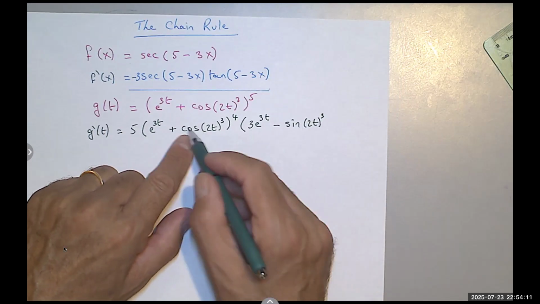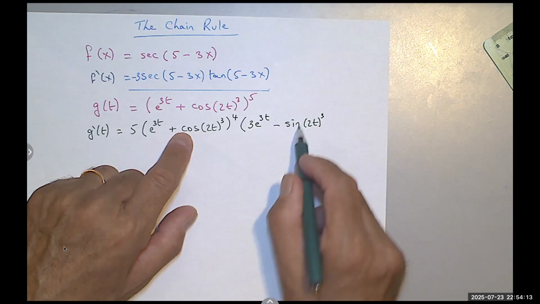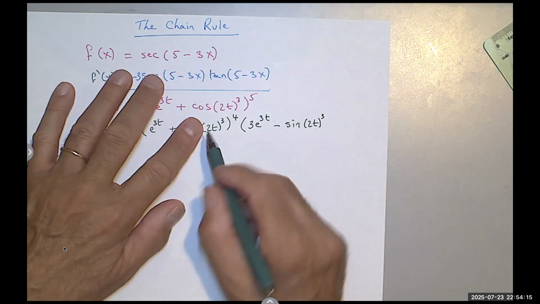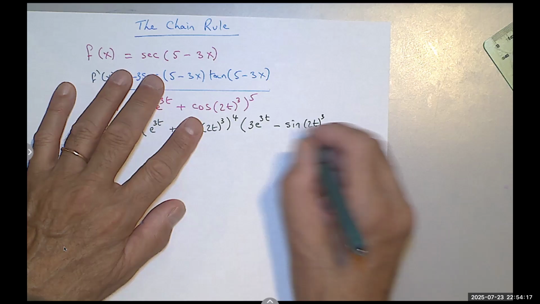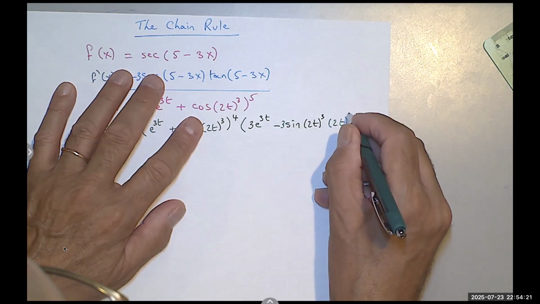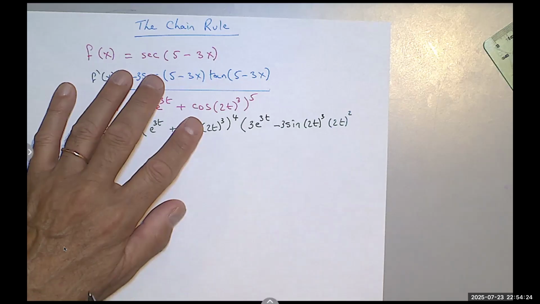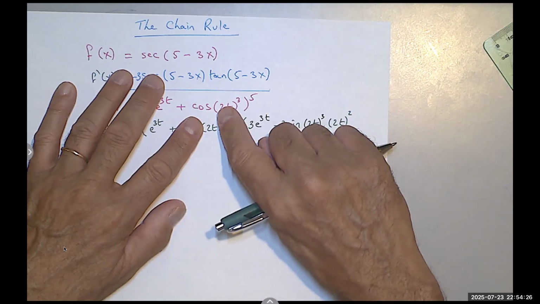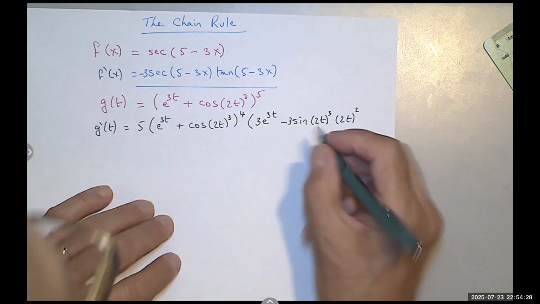So I took the derivative of cosine. It's negative sine of whatever. And then I take the derivative of 2t cubed. That's 3 times 2t squared. So I'm done with the cube. I go inside, I see 2t, so times 2 again.